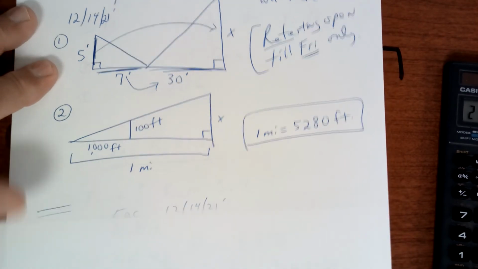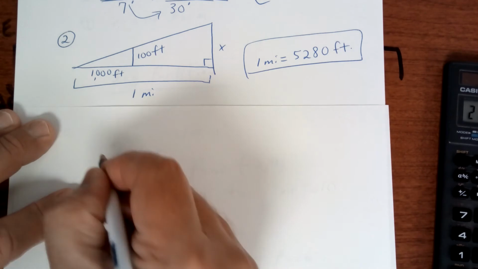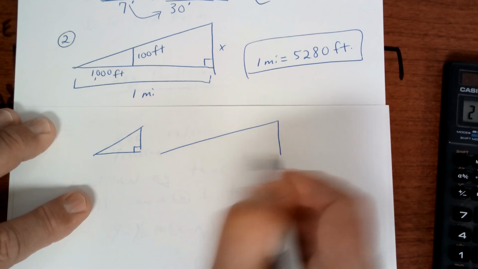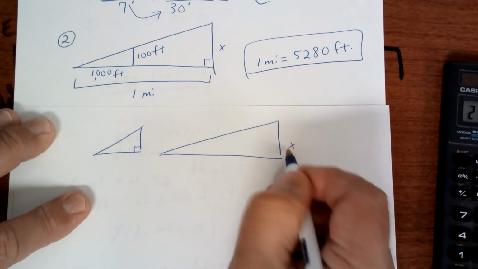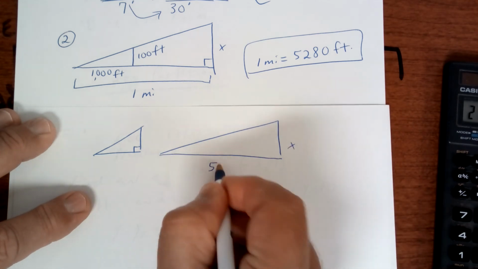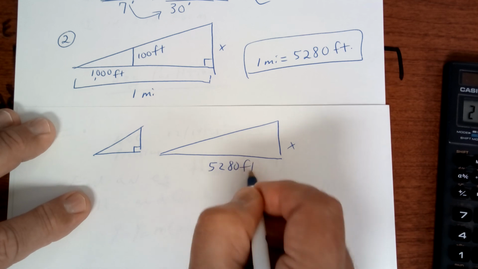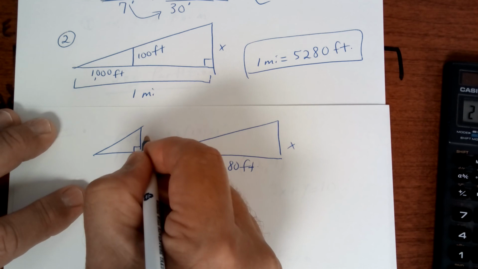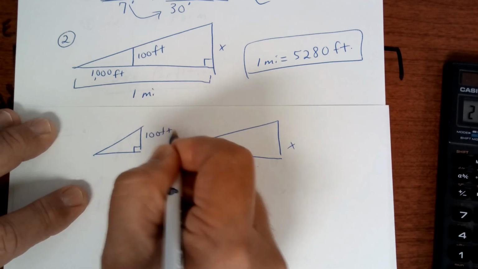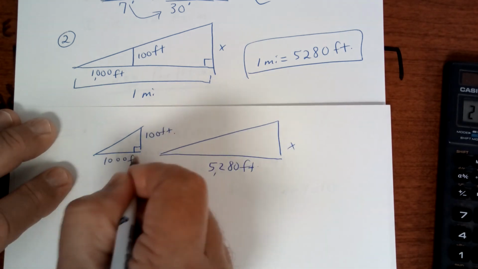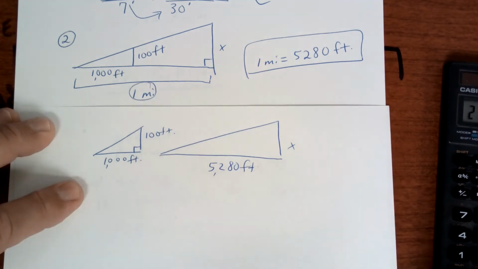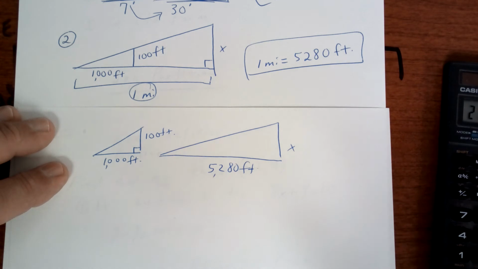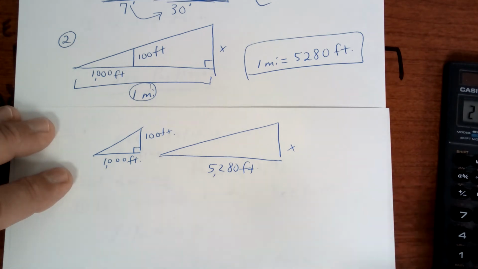Remember I said separate the triangles? So you have a little triangle, which looks like this. And then you have a big right triangle, which looks like this. This is 1 mile, but it's 5,280 feet. They have to be in the same measurement. See how this is 100 feet? And this is 1,000 feet. But this one was 1 mile. So you got to change it to all feet. Or you could change it to all miles. But I'm going to do feet because it's easier.